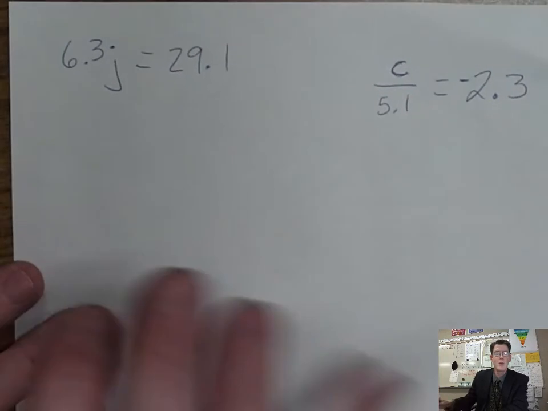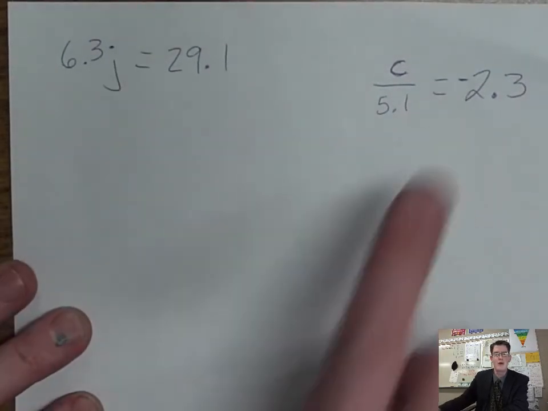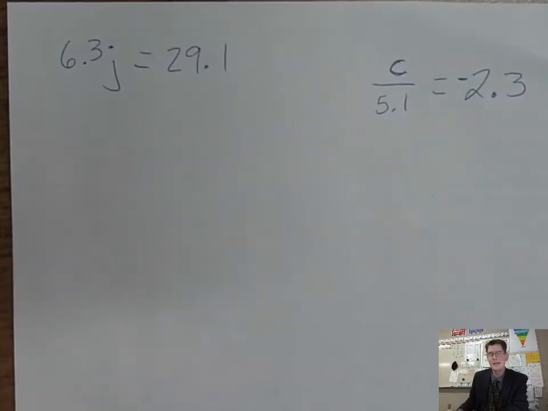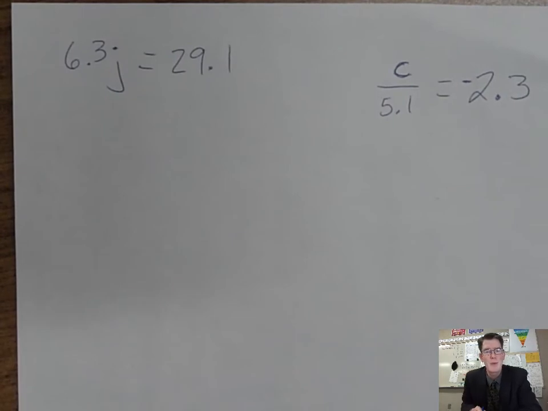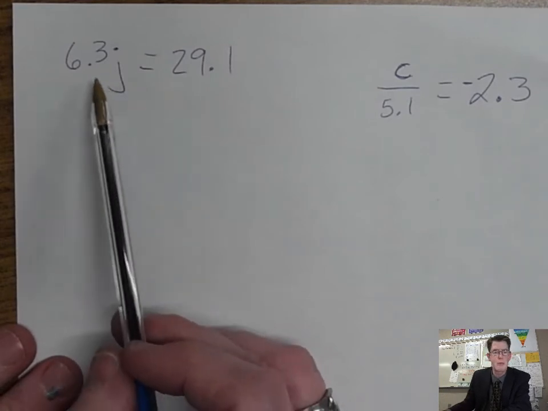So when we have numbers that are multiplied on or divided on, how do we get rid of those? The exact same way we got rid of the add and subtract.